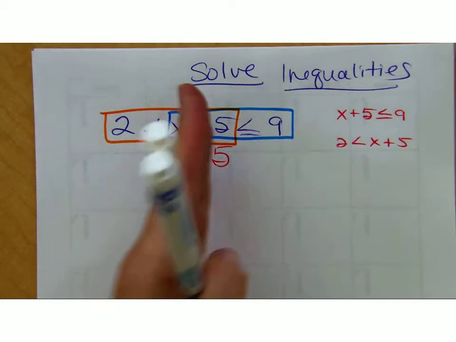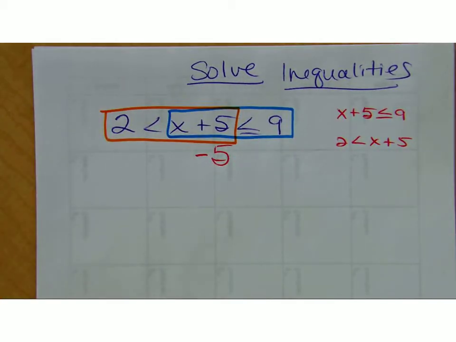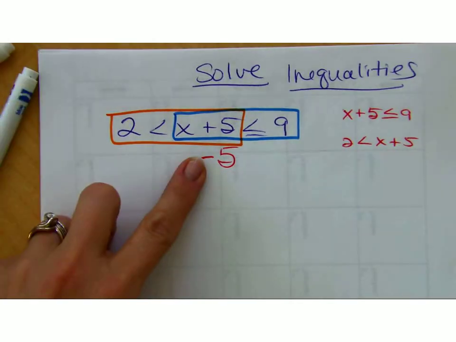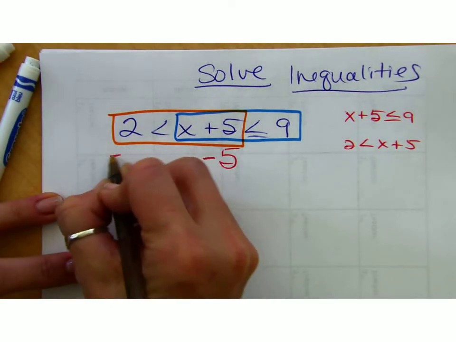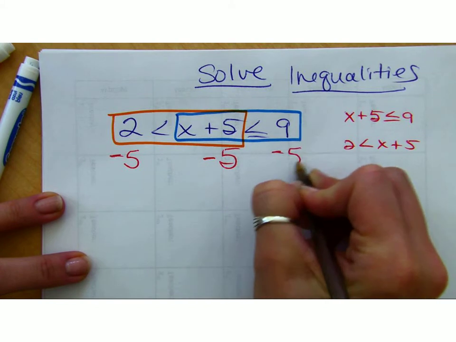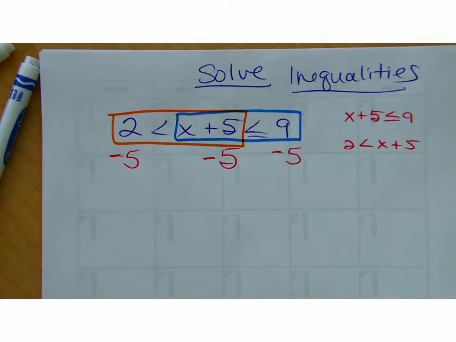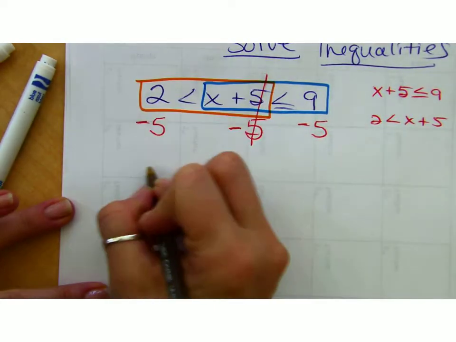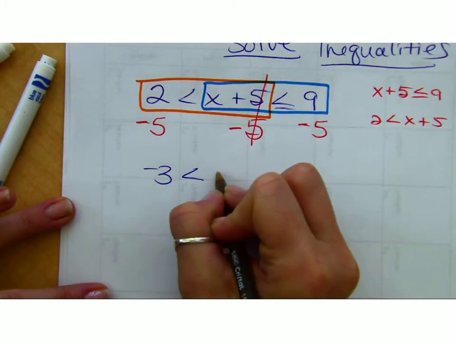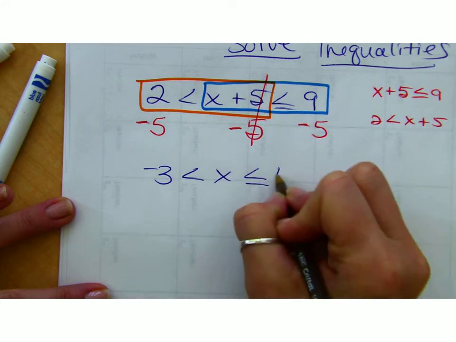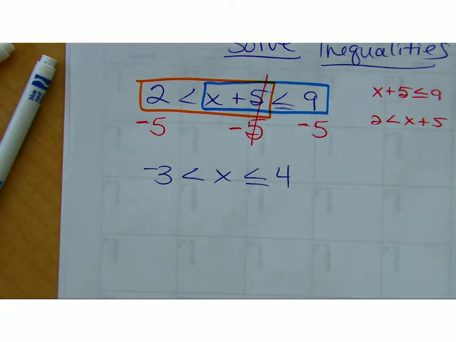How many sides do you see here? 3. So not only do I have to subtract from the middle, I have to subtract it from the left and the right. So this is a 3-sided inequality. You have a middle, a left, and a right. And whatever you do, you've got to do it to all 3 of them. Okay? So if I have to subtract 5 to get rid of it, I've got to do it on the left and on the right also. And that's going to leave me with negative 3 is less than x, which is less than or equal to 4.